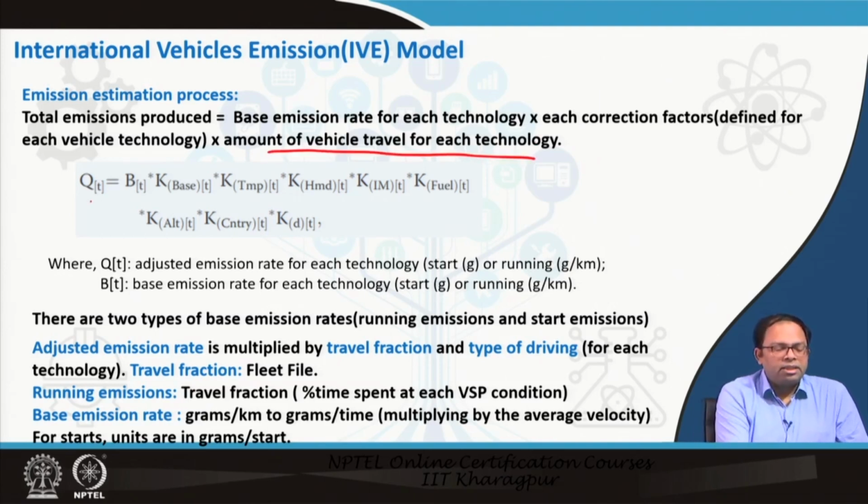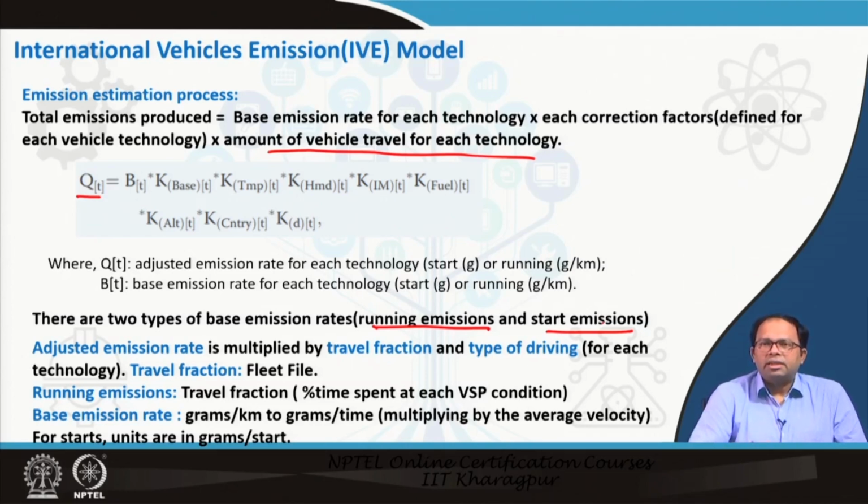So you can see the correction factor. If I have this QT, it is the adjusted emission rate. Again, we have two kinds of emission rate: the base running emission rate and the start emission rate. Last time we were discussing in MOVES, there is a start emission. So when I start the vehicle, we get a certain kind of emission, and then when the vehicle is running, another kind of emission starts. When a vehicle starts, it actually gives out a lot of emission because of unburned fuel and so on. So these two are measured differently. If I increase the number of starts, the emission also increases.